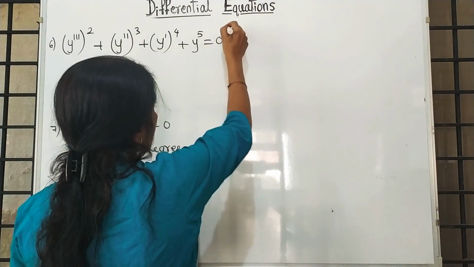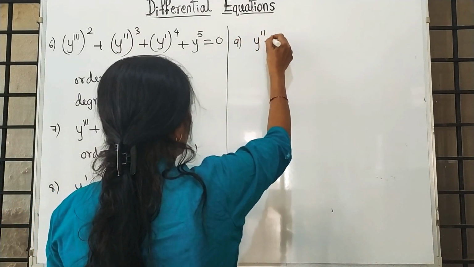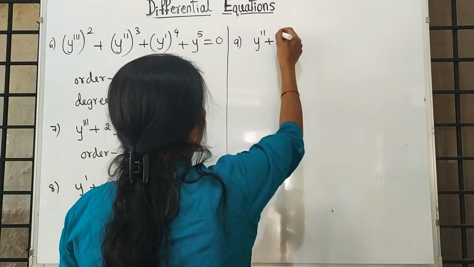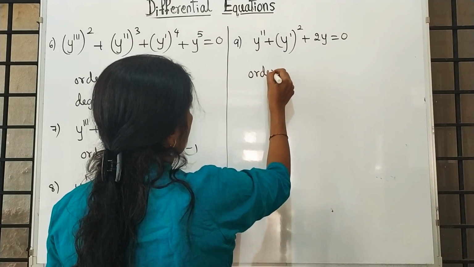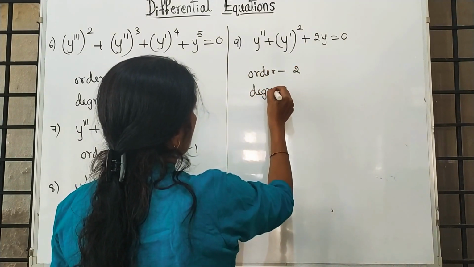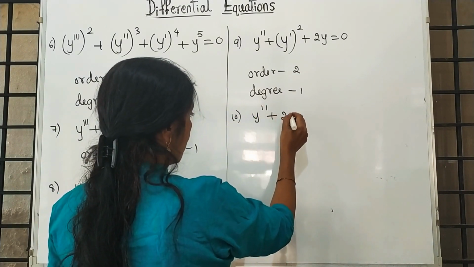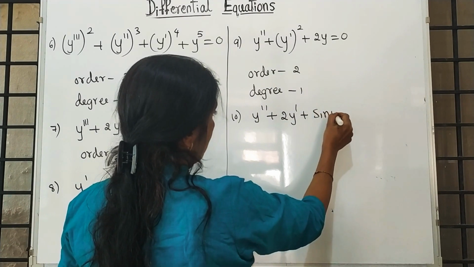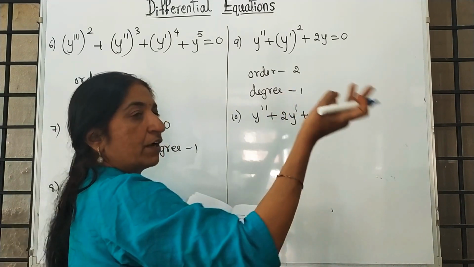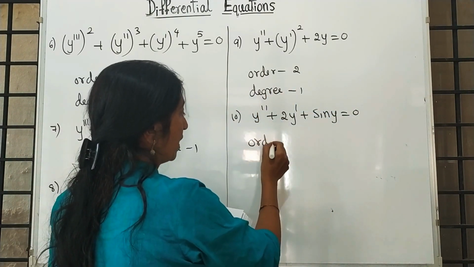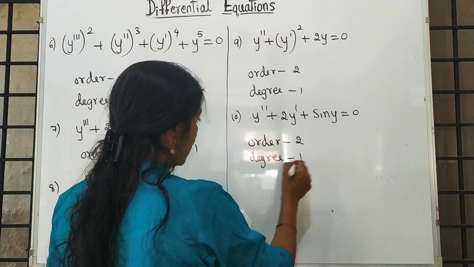Moving to the next question, question number 9. Y double dash plus y dash square plus 2y is equal to 0. Yes, order is 2, degree 1, highest derivative. Next, 10th one. Y double dash plus 2y dash plus sin y. And remember, it is sin y, not sin dy upon dx. If it is dy upon dx, we cannot write the degree, but it is only y. Order 2, second time derivative, and its degree is 1.